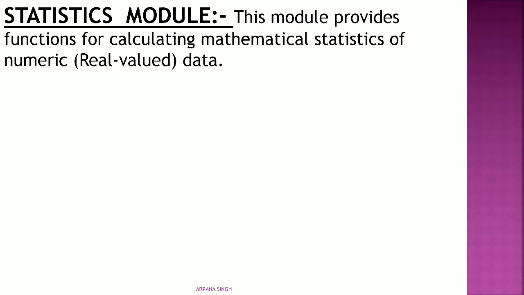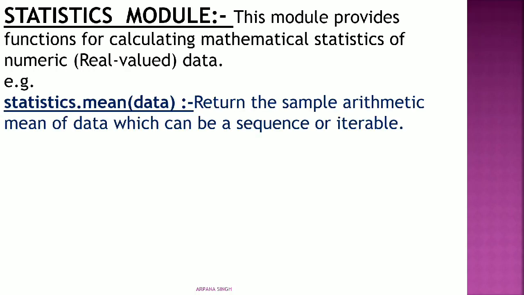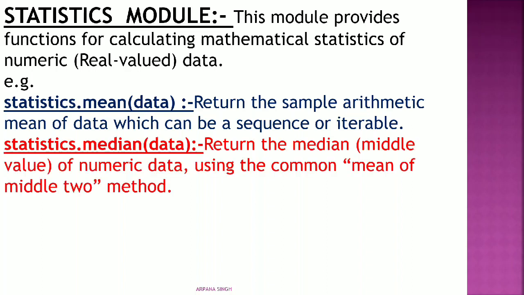Next is the statistics module. It is used to provide functions for calculating mathematical statistics of numerical values. Like mean will find the mean of the given sequence. statistics.median will return the median, that is the middle value of the given sequence. And if there are 2 middle values, that is if there are an even number of numbers, then it will return the mean of the 2 values.